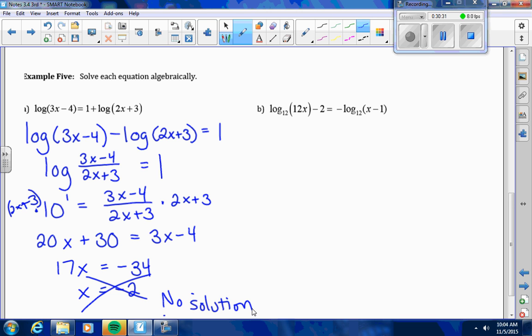Okay. The other one, log base 12 of 12x minus 2 equals negative log base 12 of x minus 1. All right. What I want to do here is, I don't like that negative log on the right-hand side, so I'm going to move it over to the other side by adding. And then that negative 2, I'm going to add it over to the right side. So we'll have log base 12 of 12x plus log base 12 of x minus 1 equals positive 2.